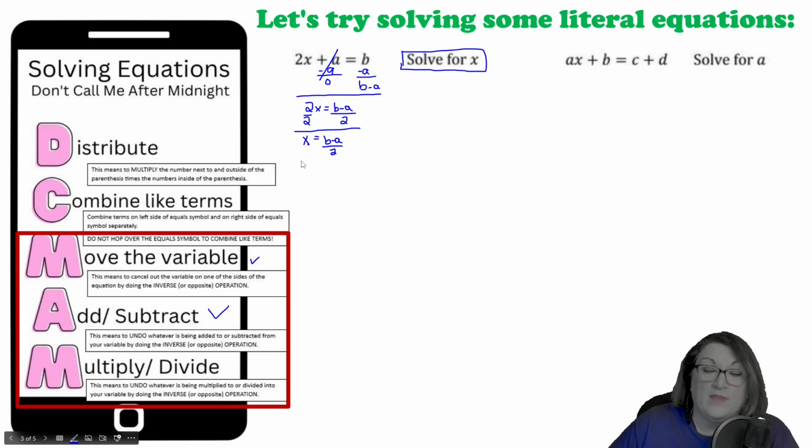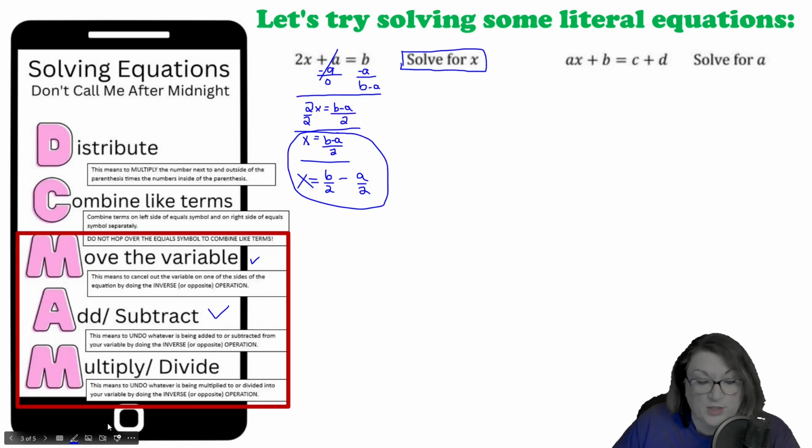Another way you could write this equation would be x equals b over 2 minus a over 2. It's the same thing. This is the same thing as this here. So whichever way is easier, all of this could be answers. Okay, so let's try another one.